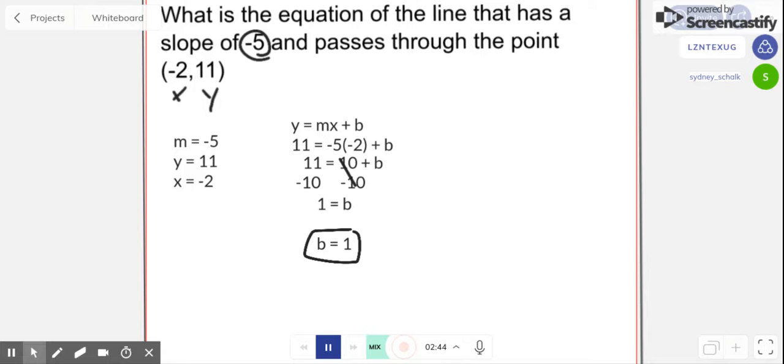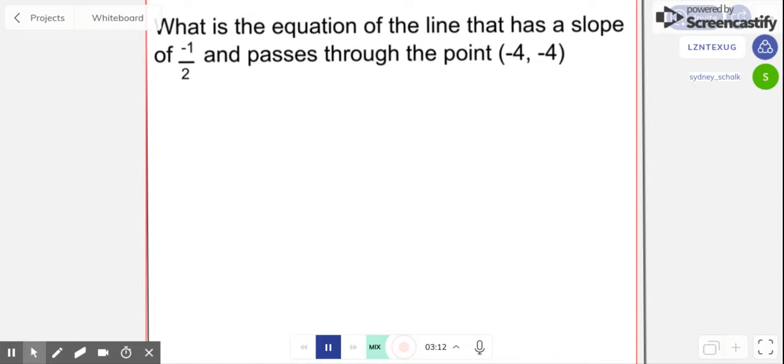Now the last step is to just plug in our b and our slope, so our y-intercept and our slope, back into our y equals mx plus b equation. So finally, we get our final answer of y equals -5x plus 1. And that is our equation that answers our question with the equation of a line that passes through -2, 11 and has a slope of -5. Go ahead and pause the video, try this last one on your own, and then come back and see how you did.